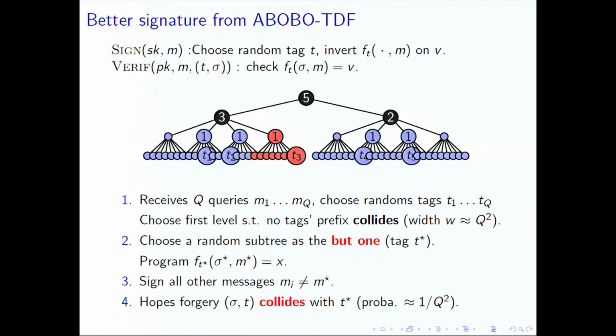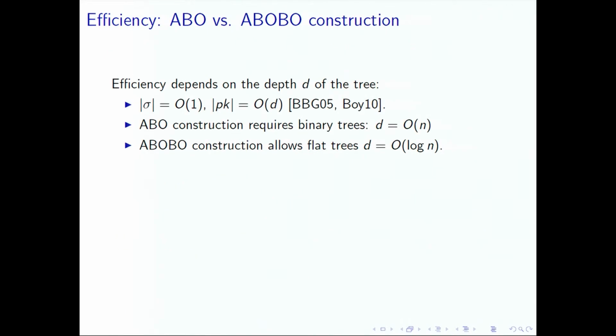And again, because of the indistinguishability property, I can exactly know the probability for which it will happen. So before I move to the lattice construction, let me explain why this construction is going to be more efficient.